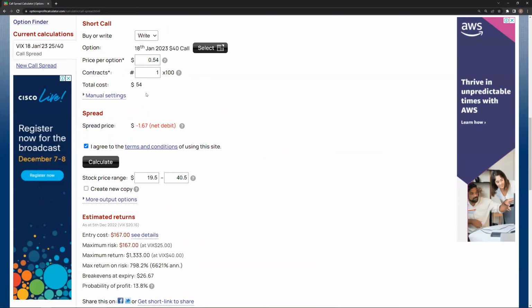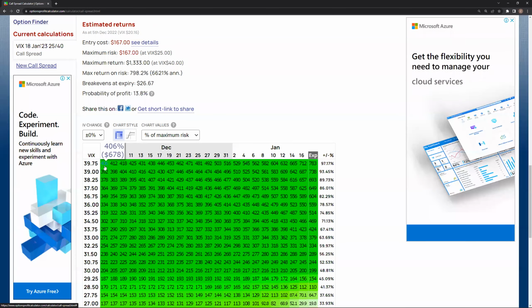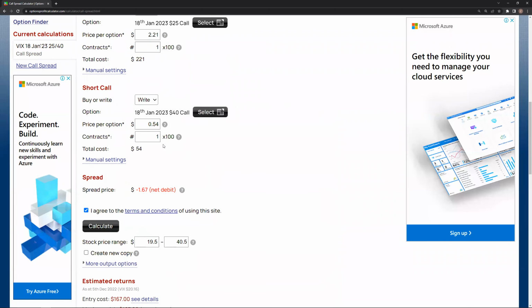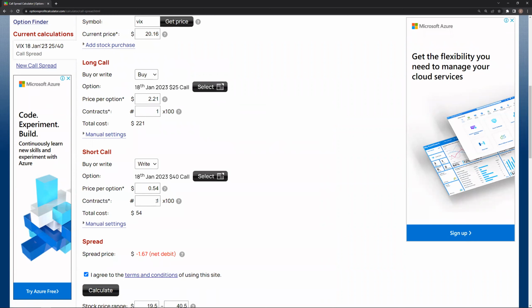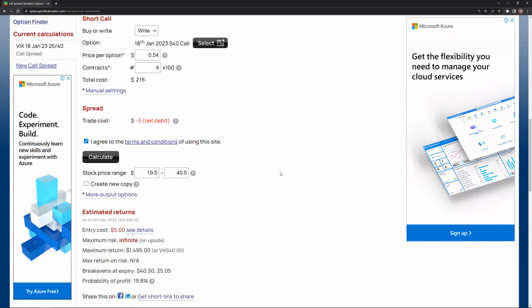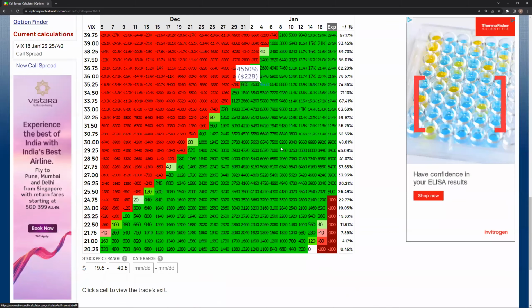Okay. And you can see that once I switch to 1:1 ratio, this part here is no longer red. Actually, you're going to get 406% if VIX hit 39 tomorrow. Although highly unlikely, you can see how the difference is. So what if I do a 1:4? I do a 1:4. So if I do a 1:4, you can see how things get extremely drastic.